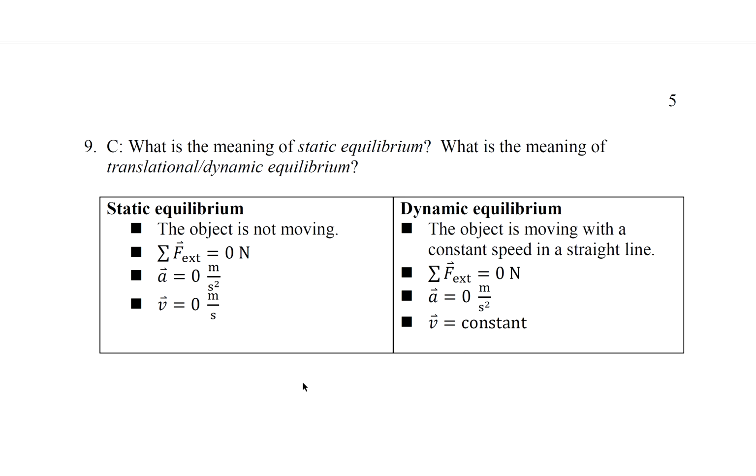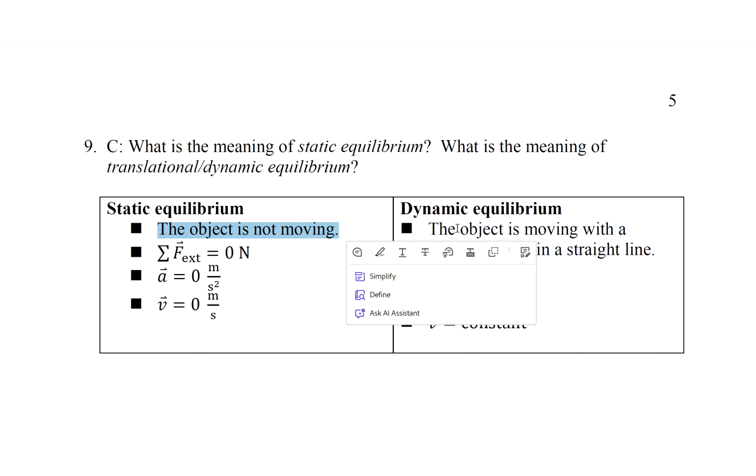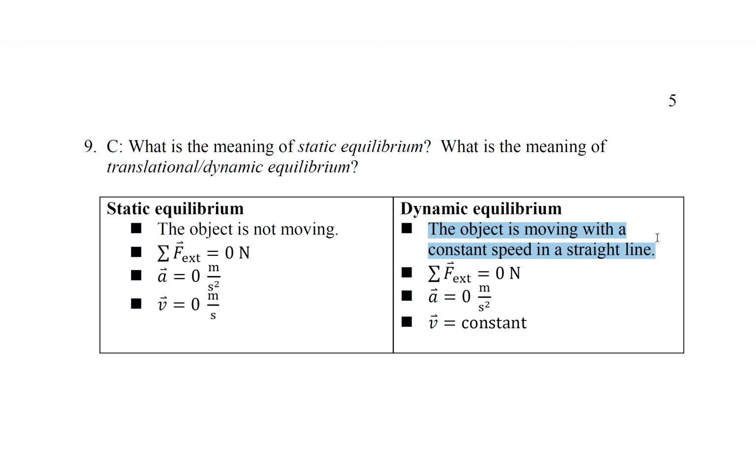Question 9. What is the meaning of static equilibrium? What is the meaning of translational or dynamic equilibrium? Static equilibrium means v is 0, a is 0, sigma F is 0. Dynamic equilibrium means v is constant, a is 0, sigma F is 0. So in static equilibrium, the object is not moving. In dynamic equilibrium, the object is moving with a constant speed in a straight line, meaning a constant velocity.